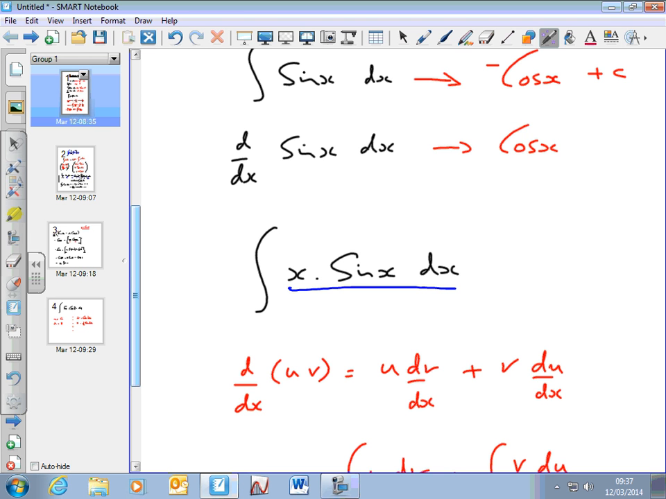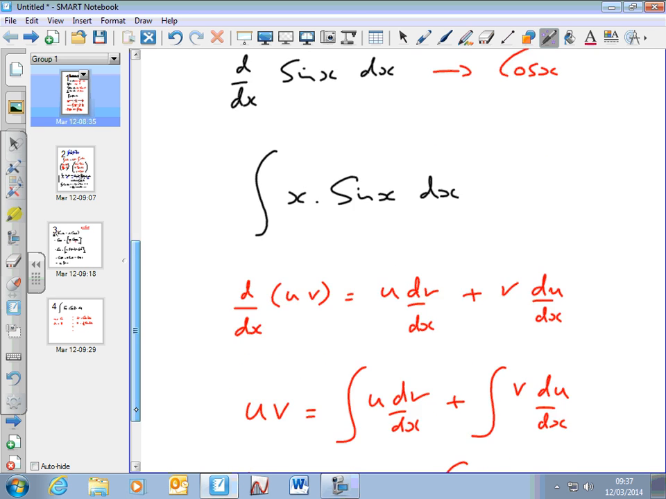I've got one function, x, multiplied by another, sine x. I can't just integrate them separately, in the same way as I couldn't differentiate them separately when we were looking at differentiating functions multiplied together. To differentiate these, I use the product rule, and here it is. The differential is one bit multiplied by the differential of the second, plus the second bit multiplied by the differential of the first, that you might remember from differentiating.